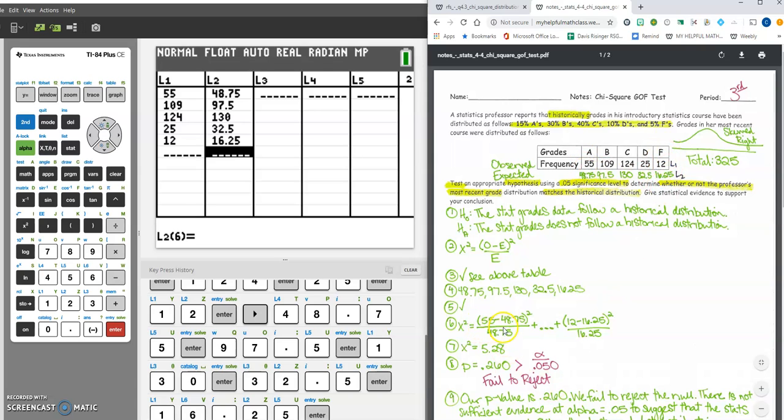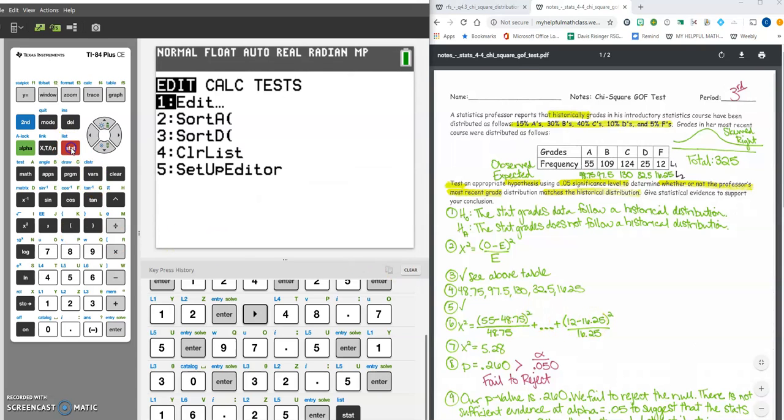Hence why you see 55 minus the 48.75 squared divided by 48.75. Now go to your F's: 12 minus the 16.25 squared divided by 16.25. We're now going to calculate the expected x squared value and our p value.